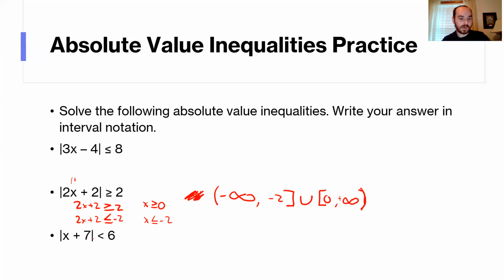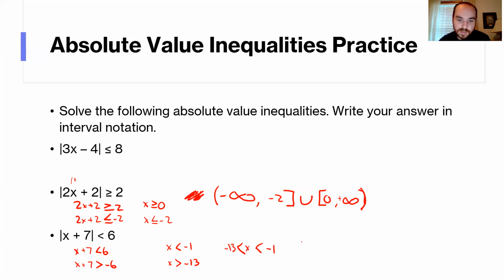All right, the last one: x plus 7 less than 6, and x plus 7 greater than negative 6. Okay, we subtract 7 from both sides. In this case, we get x is less than negative 1. And in this case, if we subtract 7, we get x is greater than negative 13. So we can rewrite that to simplify it: x is greater than negative 13 and less than negative 1.